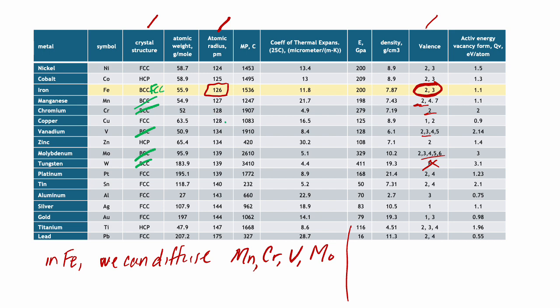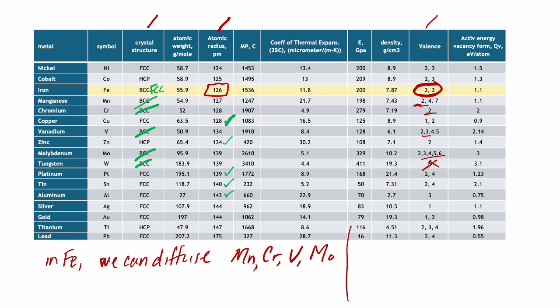Copper, very similar, it's okay. Zinc, all right. 139 for platinum, that's okay. Tin, 140, that's okay, but it's getting close. 143 would be 17 picometers away. That's really on the edge, but maybe aluminum. But then I'm not sure that silver, gold, titanium, or lead would be able to diffuse based on radius.